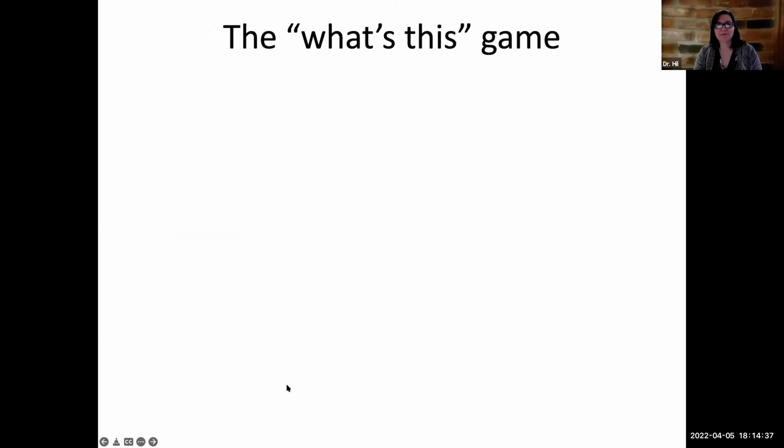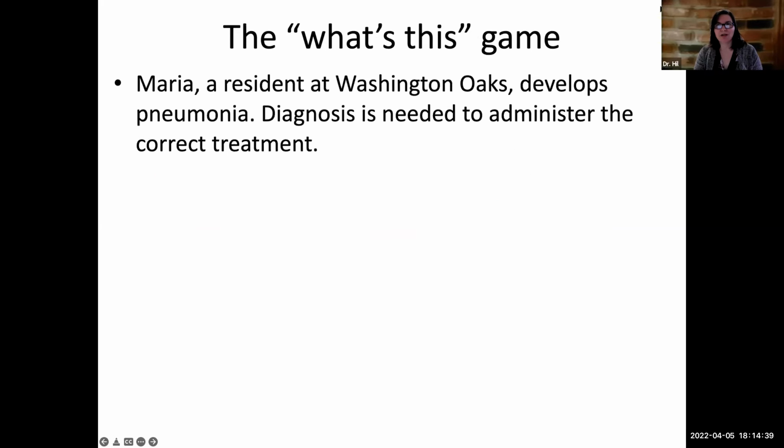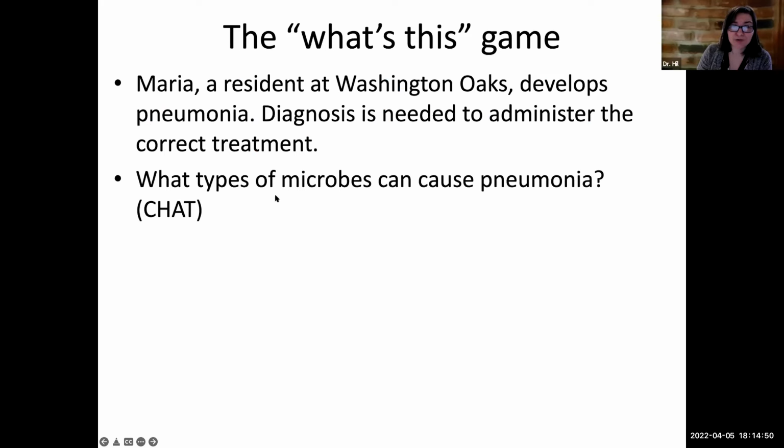Let's talk about one more here. So Maria, a resident at Washington Oaks, which is a local elder care center, develops pneumonia. We need to diagnose her so we know how to properly treat her. So let me begin by asking you what types of microbes can cause pneumonia. This isn't really strictly speaking part of your curriculum, not this question. You don't have to know this per se. I will answer it in a second.